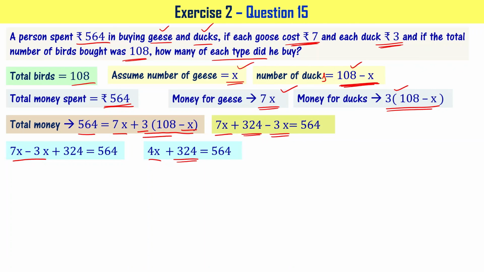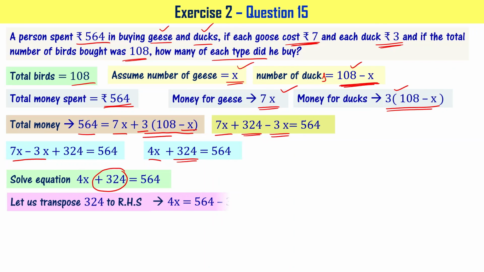This is a linear equation in one variable, right? We can solve this equation. To solve this, first we transpose plus 324 to the other side. When you do it, it is going to get subtracted from 564, right? 4x equal to 564 minus 324. That is equal to 240. 4x equal to 240 is the equation we have now.